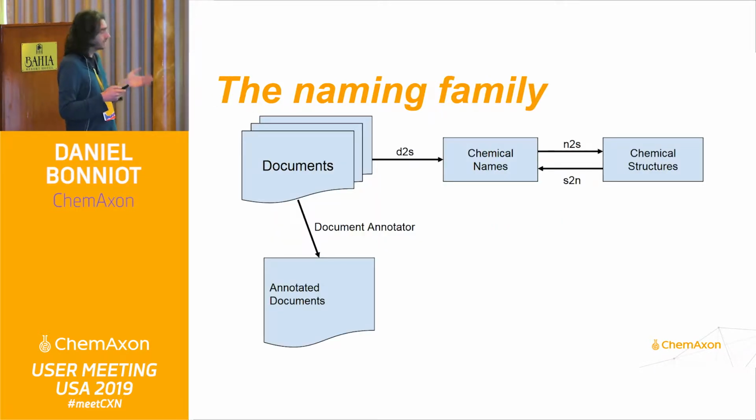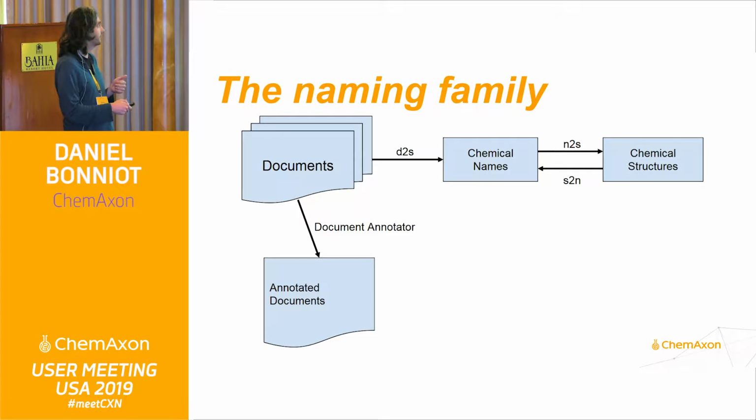So that's actually a graphical representation of our naming tools. Yeah, so the idea is that, for instance, if you start from documents, one of the things you can ask is what are the chemical names in that document. And so that's the tool that we call document to structure. If you have a chemical name, you can ask what is the structure behind it, so that's name to structure.